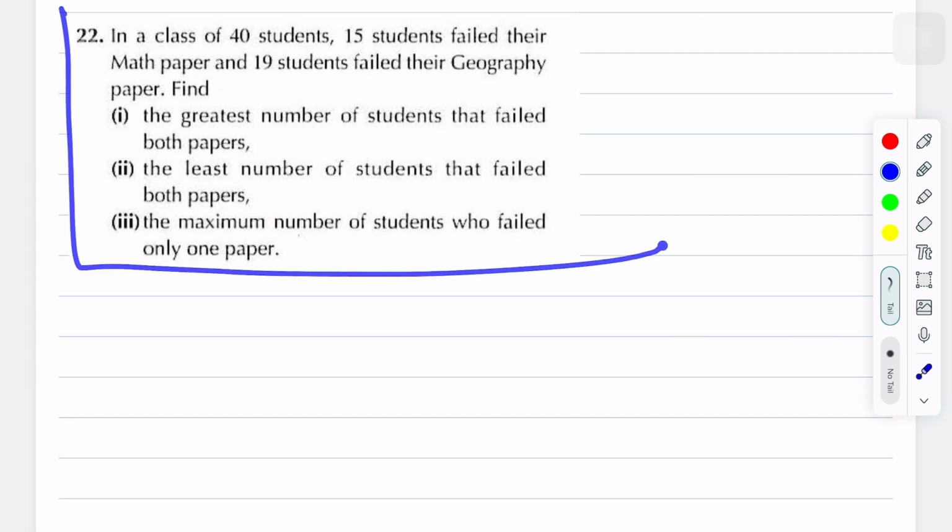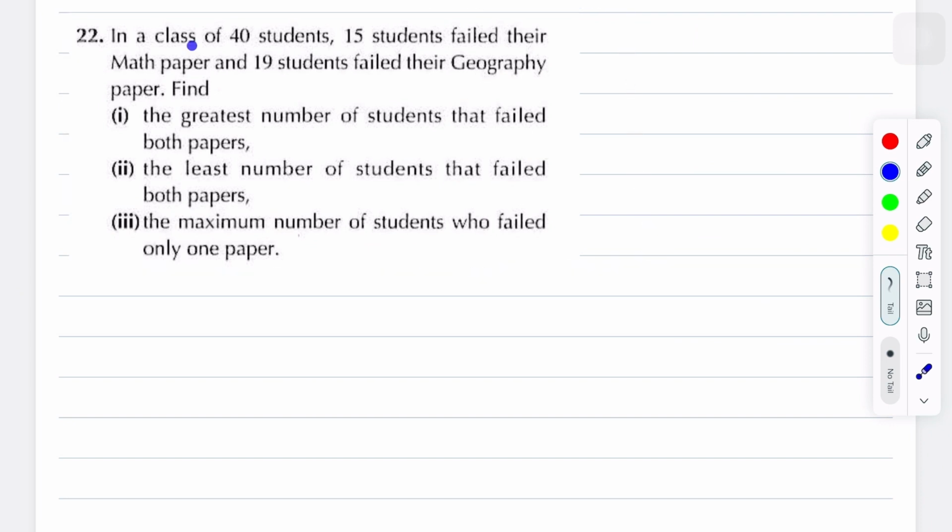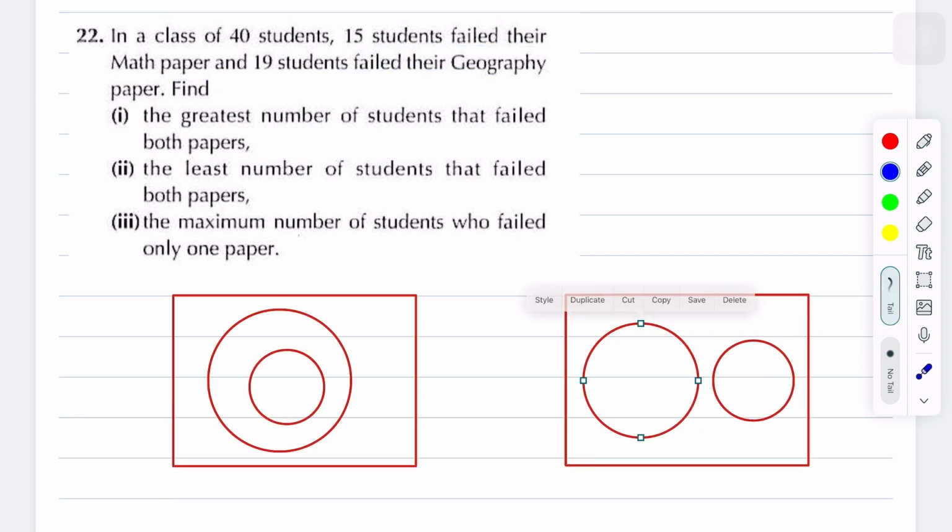Question number 22. In this question, this is your first information, and that represents the epsilon. That means there are 40 students in the universal set, and 15 students failed in maths, and 19 students failed in geography. That means there is a possibility. Now first of all you need to understand this information. There are 15 students who failed the maths paper and 19 students who failed geography. This set is greater than this set.